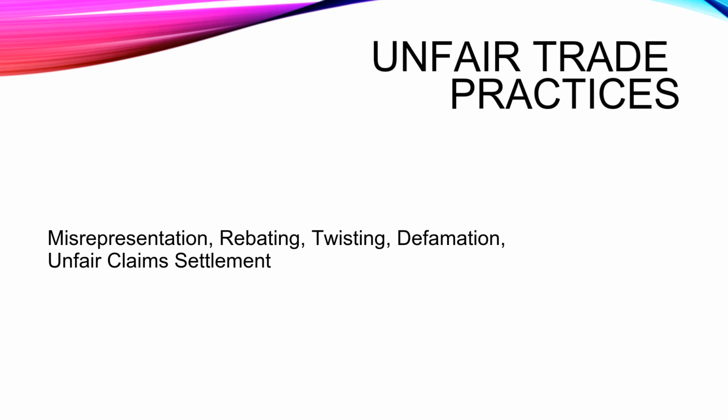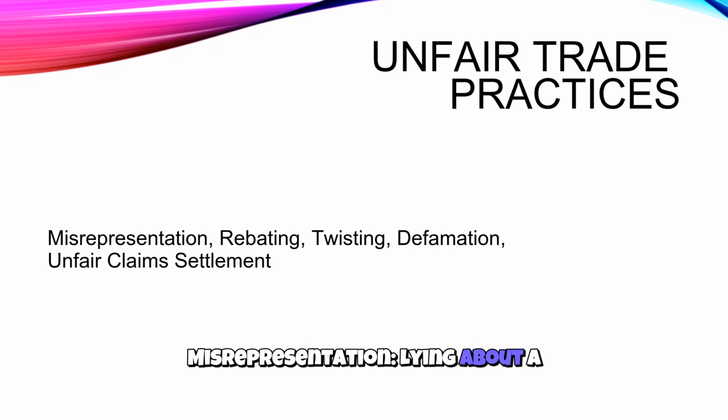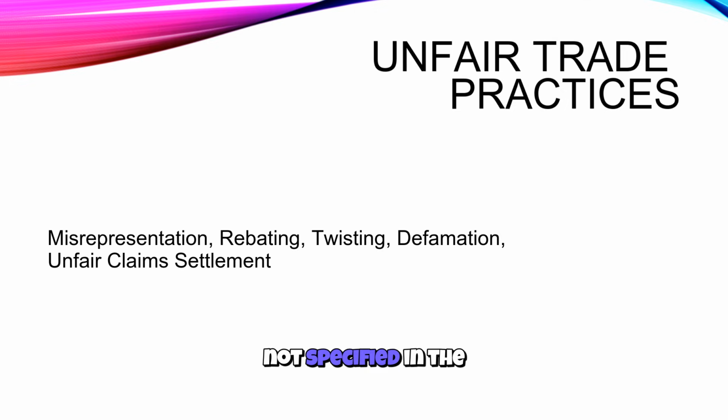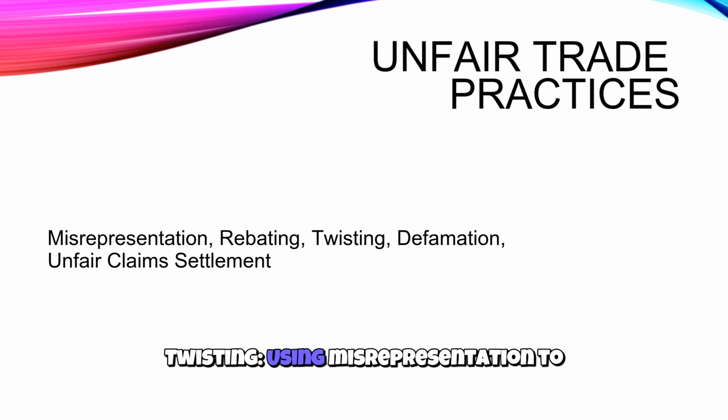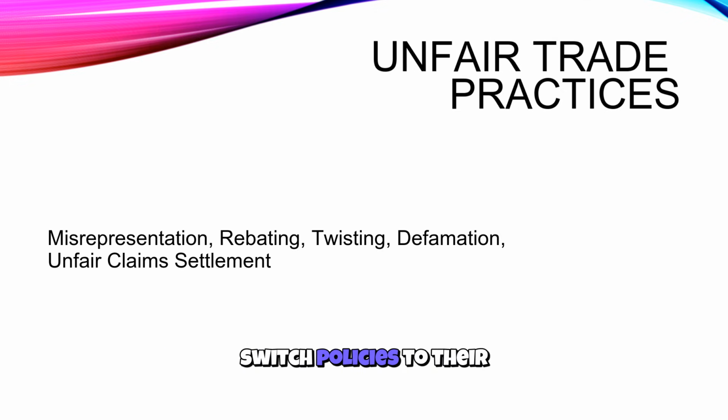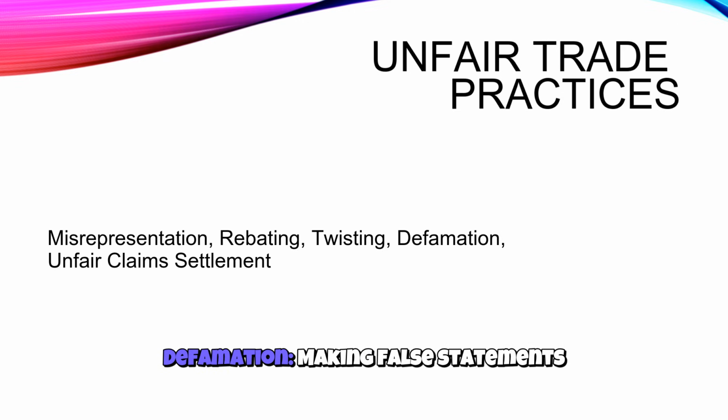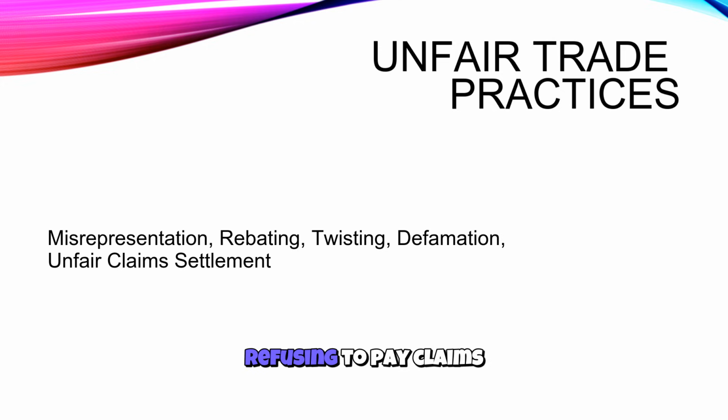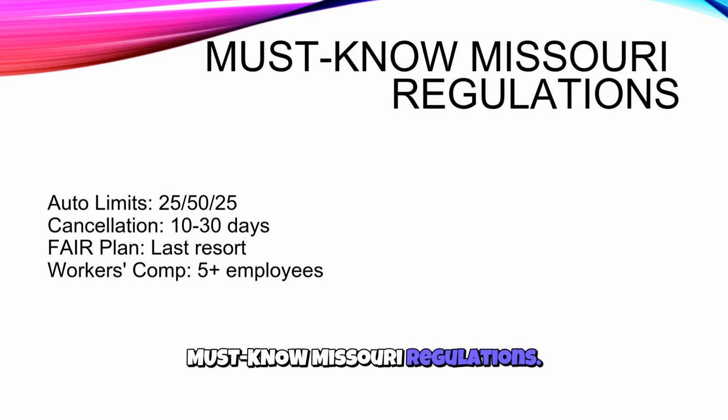Unfair trade practices. These are illegal and will be on your test. Misrepresentation, lying about a policy. Rebating, offering a potential client anything of value not specified in the policy to induce a sale. This is illegal. Twisting, using misrepresentation to convince a client to switch policies to their detriment. Defamation, making false statements about another insurer or producer. Unfair claim settlement practices, failing to promptly acknowledge communications regarding claims, or refusing to pay claims without conducting a reasonable investigation. Must know Missouri regulations.